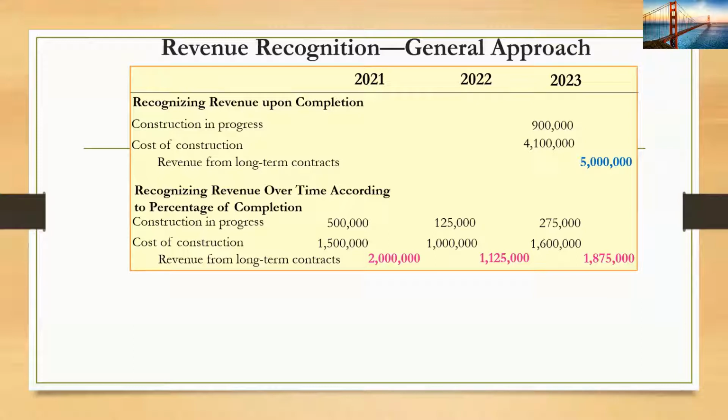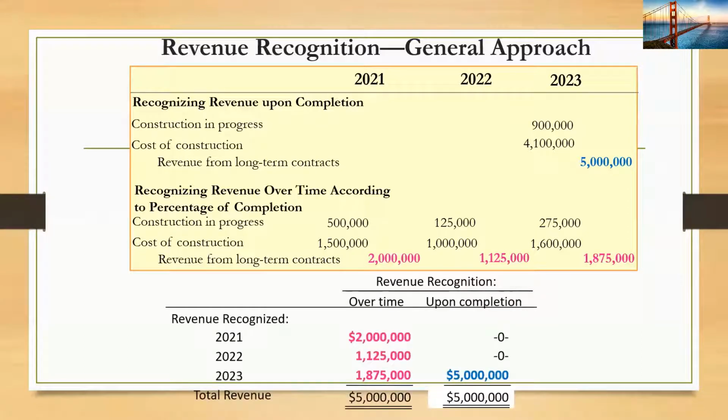First, the same amounts of revenue, the $5 million contract price, cost, and gross profit are recognized whether it's over the term of the contract or only upon completion. The only difference is timing. To check this, we can add together all of the revenue recognized for both methods over the 3 years.